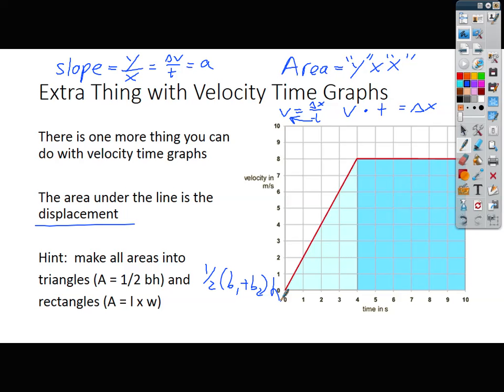So be careful. When I say area is y times x, there could be some factor like a 1/2 for triangles that we have to put in there as well. But it's still x times y or y times x. So we can find the area and that'll tell me the displacement. All the velocity time graph is telling me is how far you have traveled. It does not say where you are. I'll bring that back up probably on a later slide.